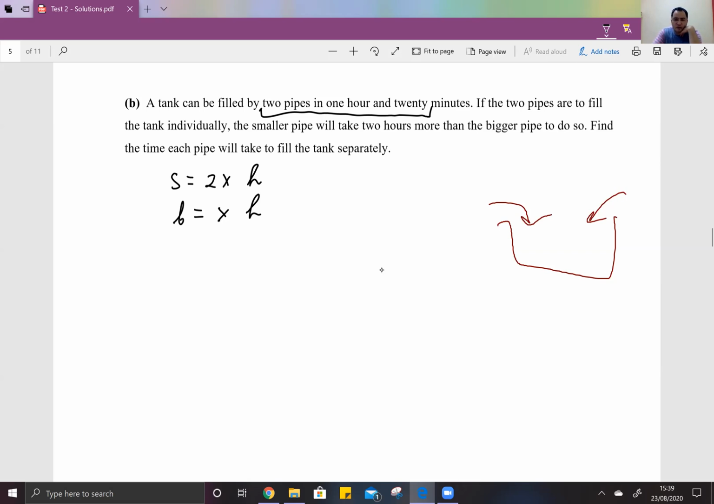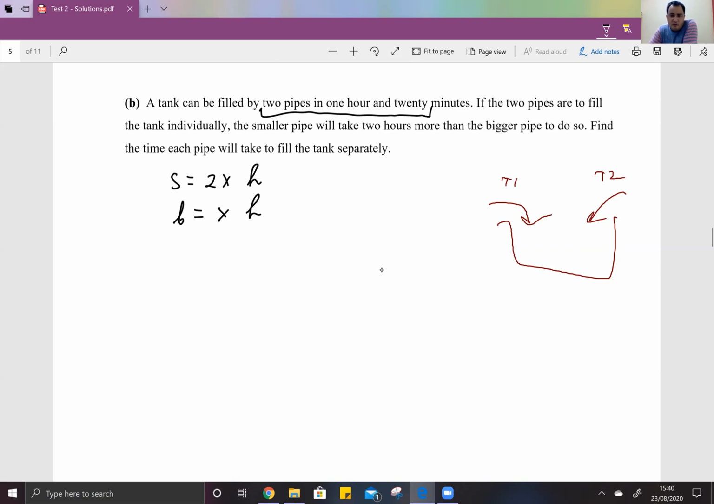If the 2 pipes are to fill the tank individually, it means either this one, just turn it off, open one tap, right? Let's say this is tap 1, this one is tap 2. So we have 3 possible cases. Either we open them together, or we just open one of them, and we have other different cases. But in the question, the first one is, if you open both taps at the same time, it takes only 1 hour and 20 minutes to fill the tank.